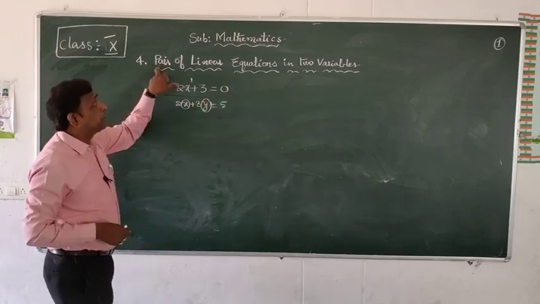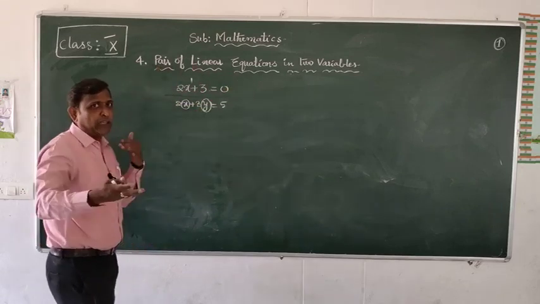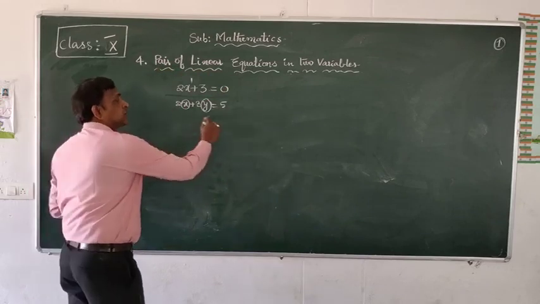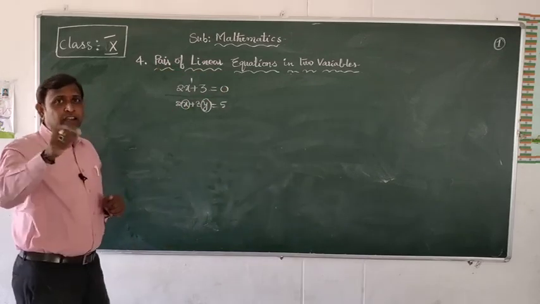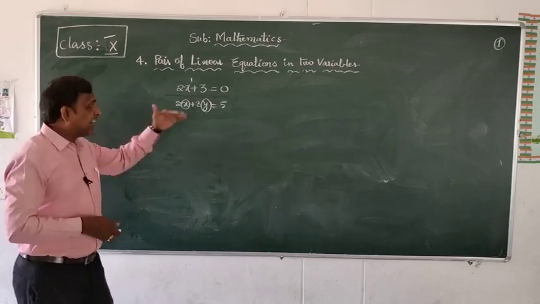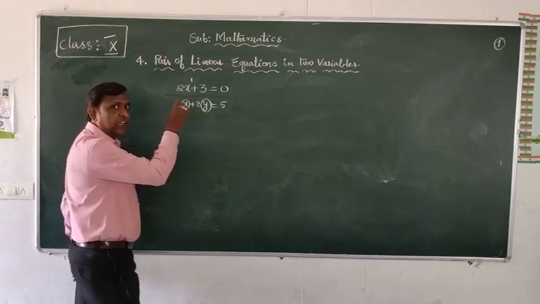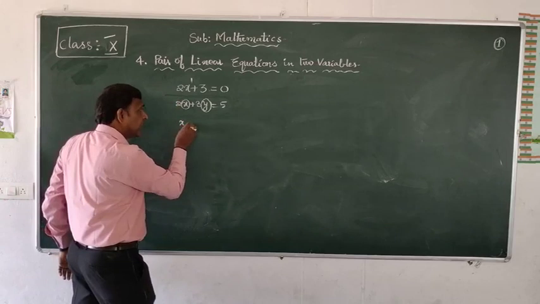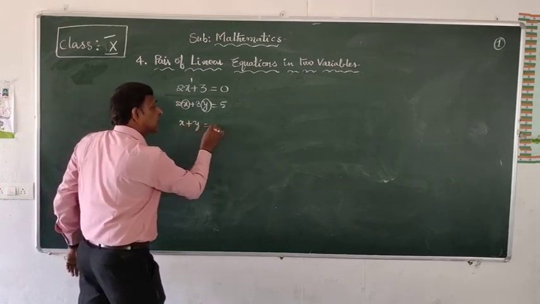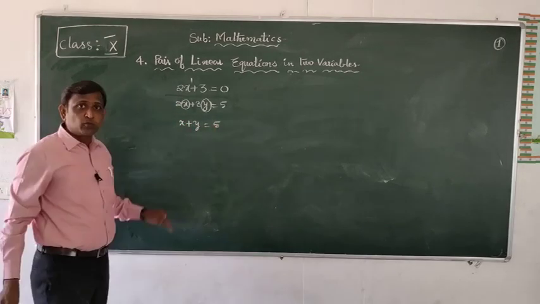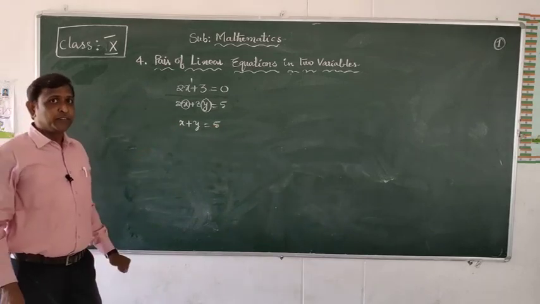But now we need the pair of linear equations. So one more equation, we can discuss later. First we can think about this linear equation in two variables. I will give one more example of a linear equation here: x plus y is equal to 5.